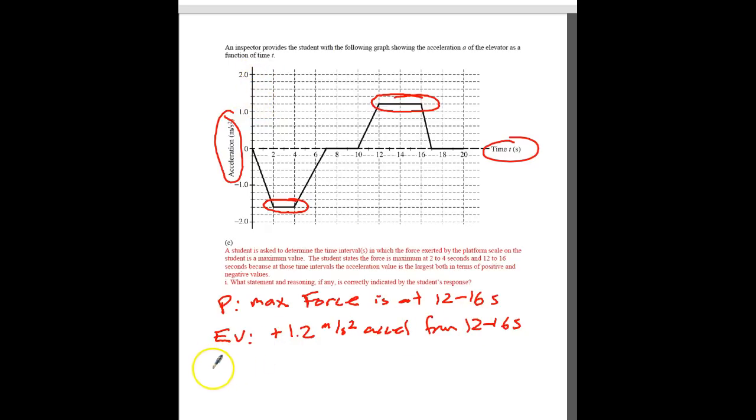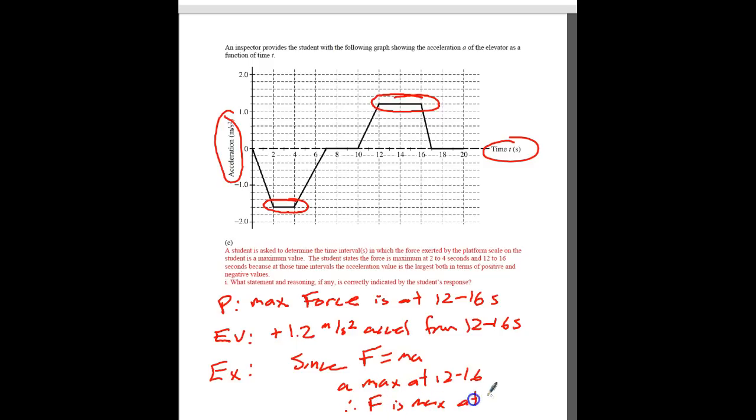And because of that, our explanation says since F is equal to ma and a is a maximum at 12 to 16, then therefore, so I'm going to use that dot sign meaning therefore, F is max at 12 to 16. So as long as you have all those, you would get all the points. You'd actually get 3 points for saying that in that way.